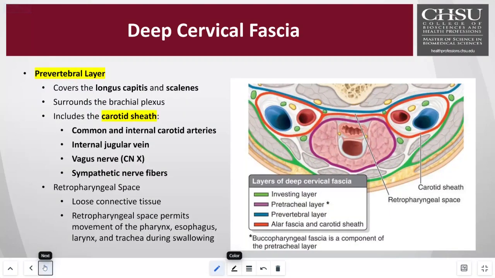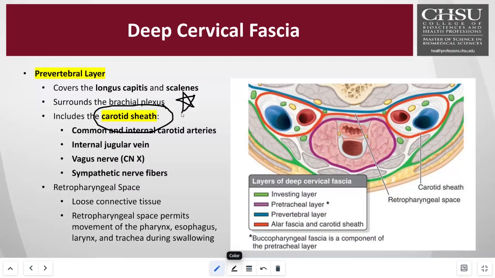Then the deepest one of them all will be the prevertebral layer. Okay, this is important. So the prevertebral layer actually encompasses and includes the carotid sheath. So I'm going to put a star on this one. So everybody that's here, make sure you know what the carotid sheath is. This is an outlining, surrounding boundary that includes the 4 key structures.